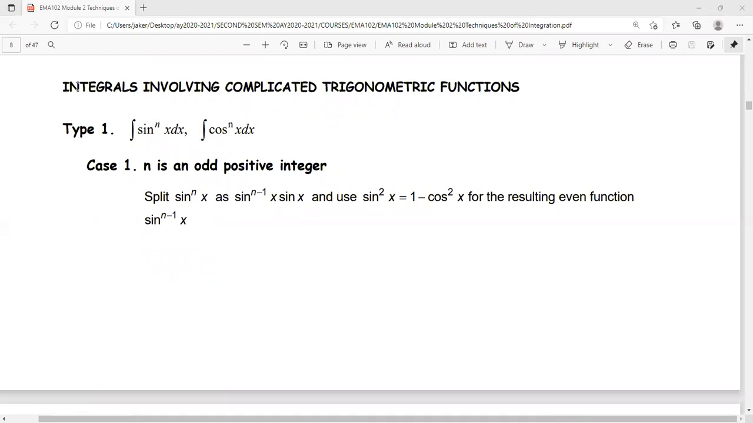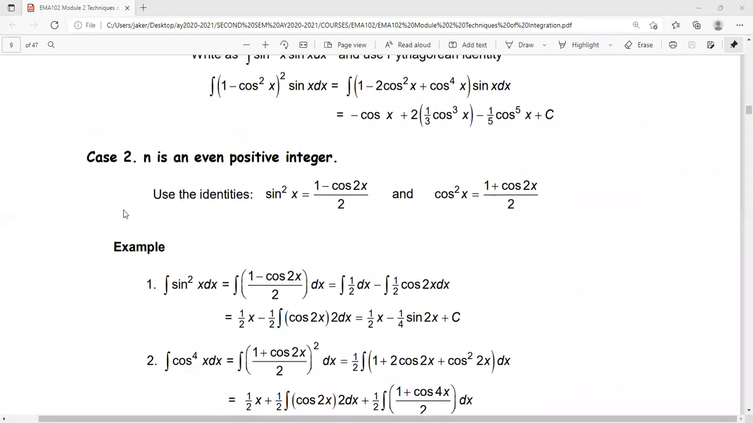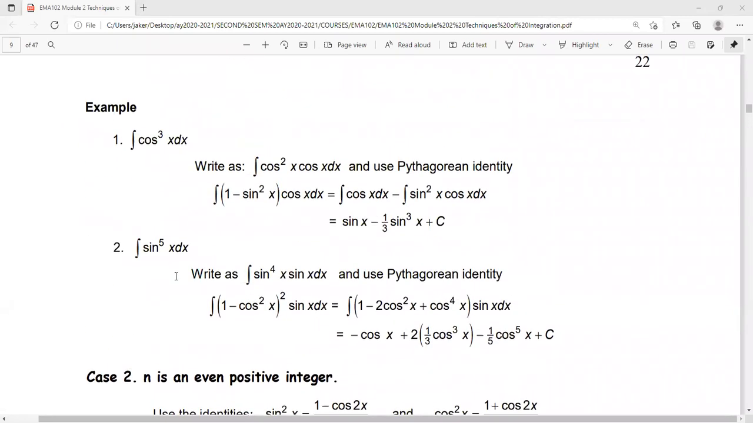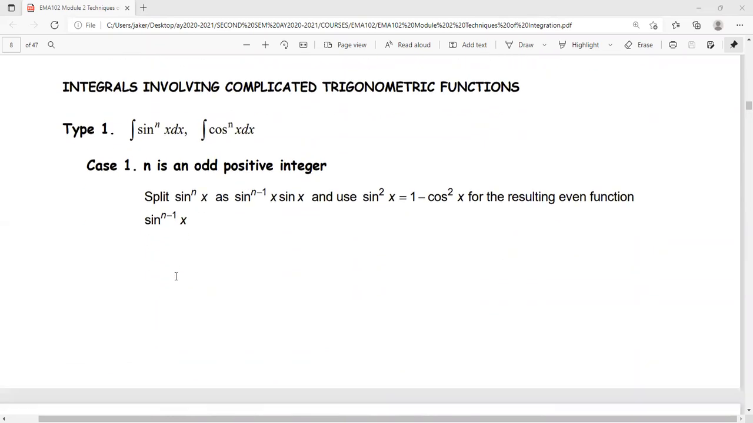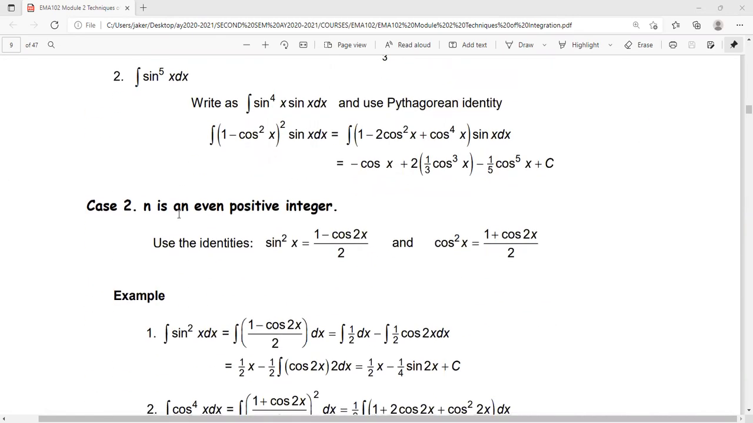Now under type 1, remember we have 6 types. Under type 1, you have 2 cases: case 1 and case 2. That's what we're going to cover this afternoon. What is type 1? These are integrals having the sine function or the cosine function raised to a positive integer, meaning it has to be a positive whole number, this n here. Case 1 is when this n is odd, while case 2 is when n is even.